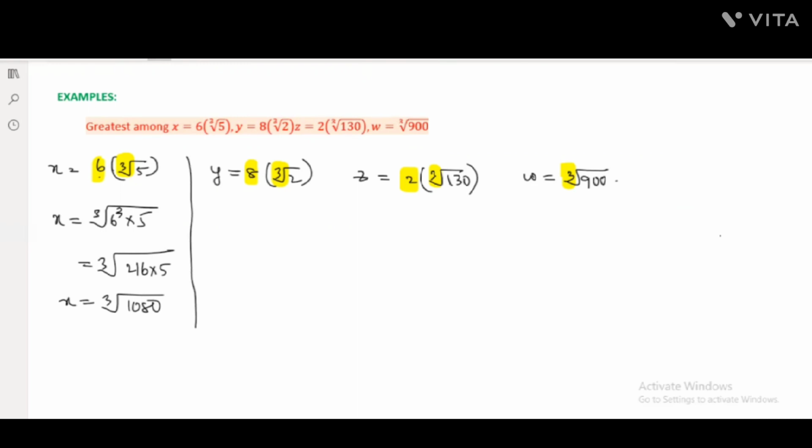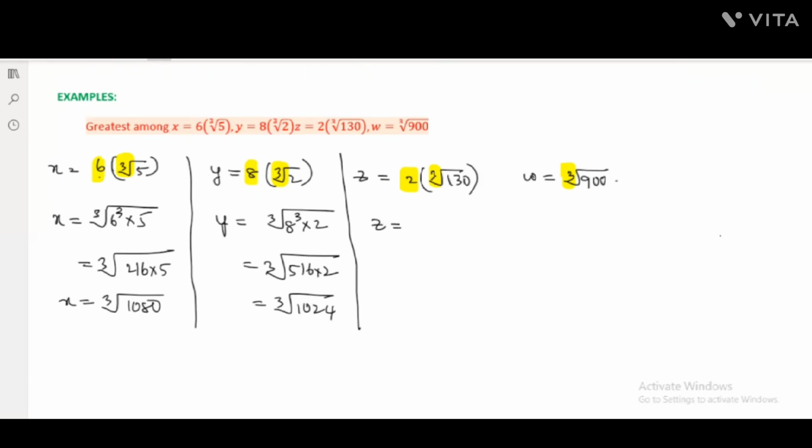So we come to the second one, y. So y is equal to cube root of, when I send 8 inside, it will become 8 cube into 2. So this will be cube root of 8 cube is 516, so 516 into 2. So you will get 1024 as the y value. Next comes the z value.